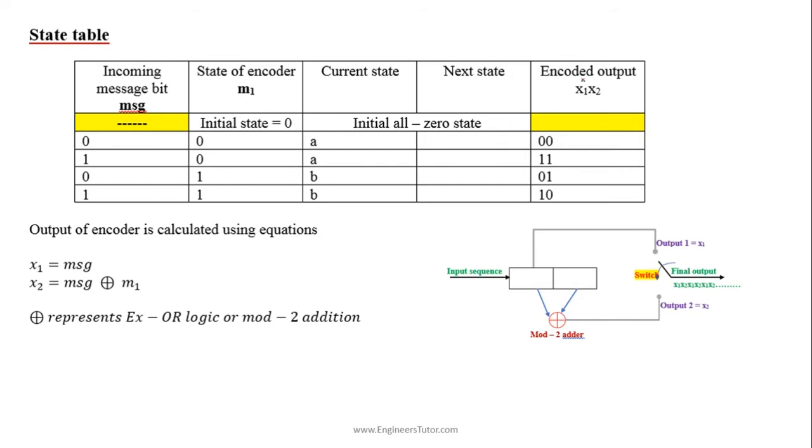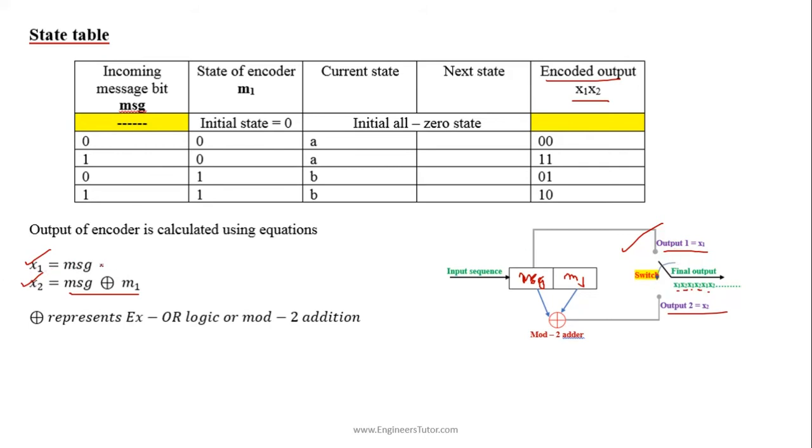First, we try to find the encoded output of the given convolutional encoder. From this diagram, we can say x1 is equal to MSG, and x2, the second output, is MSG exclusive OR M1. So this is output x2 and output x1. The final output will be represented as x1 x2, x1 x2, x1 x2, like that.